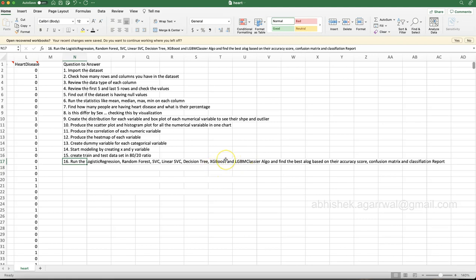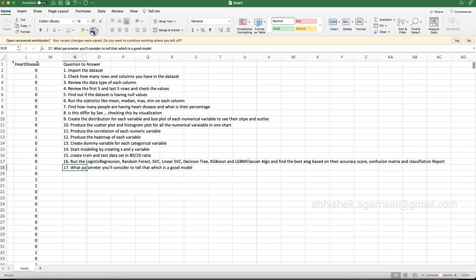And I've shown almost every one of these. If I missed any, that may be my mistake, but almost every algorithm I have run in my previous case studies. So you need to find the best algorithm and its accuracy score, confusion matrix, and the classification report. That will help you understand what output it is producing.